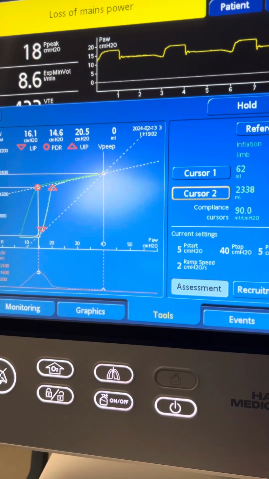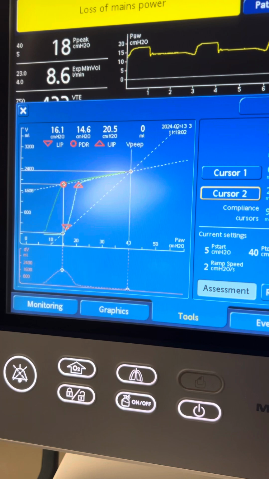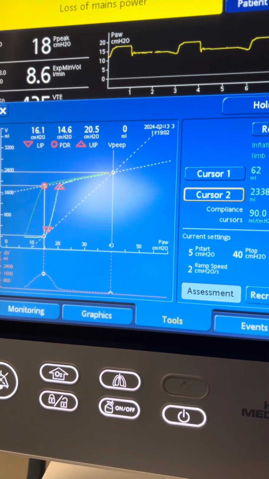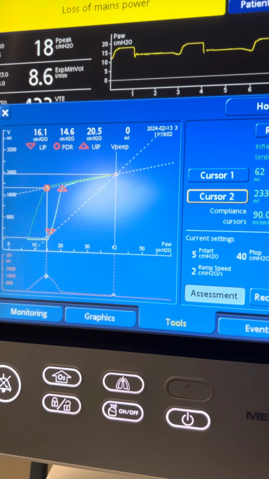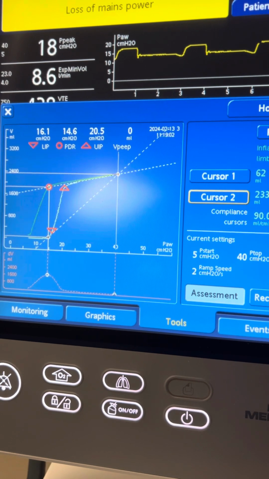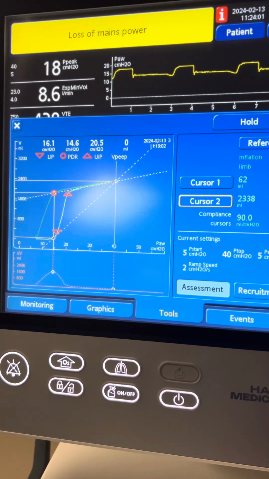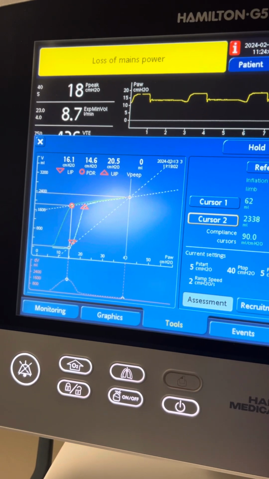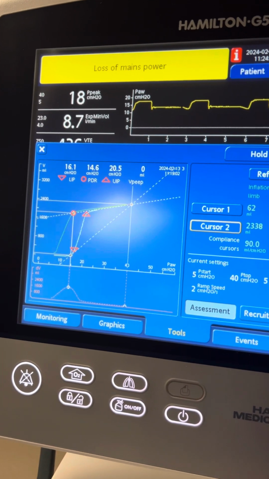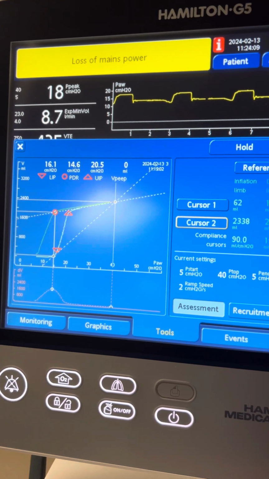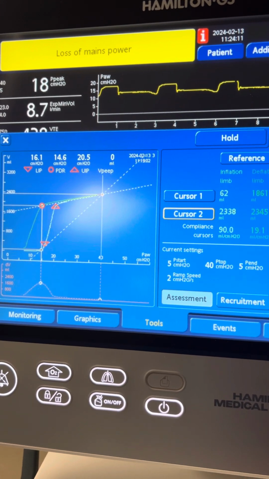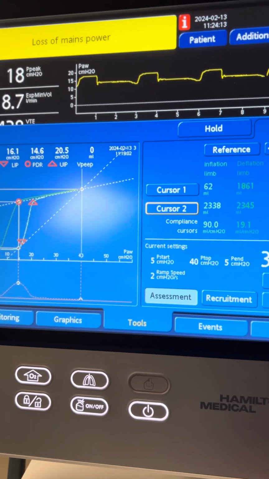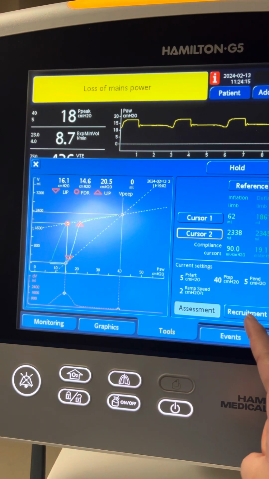We also have our upper inflection point captured at that upward triangle. That just shows us essentially where we have very little change in volume. So we should try to target our airway pressures 20 or below in this scenario. Since we have a recruitable lung, we're going to go to the next step, which is a recruitment maneuver.